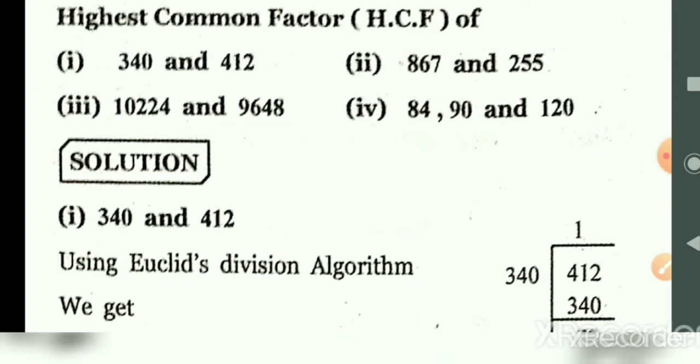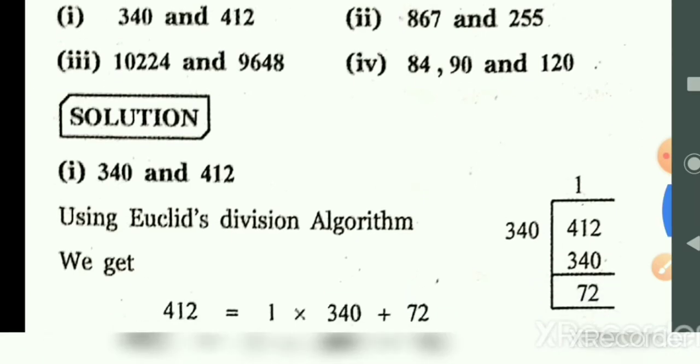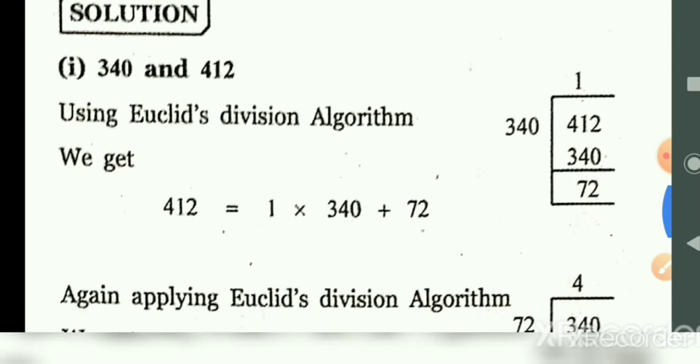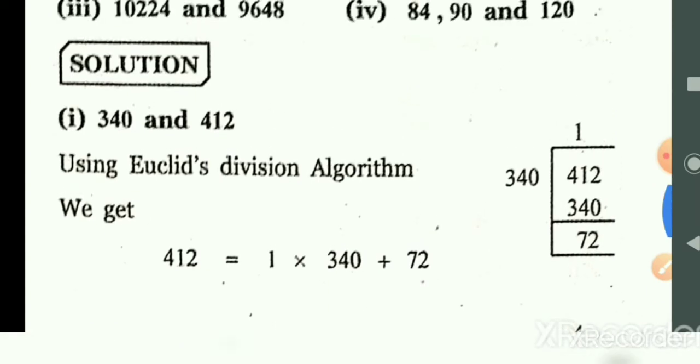So the third one is a, b, c as integers. We have the same property. Then here, 340 and 412. We have already explained so many sums as examples. So in the exercise, the first subdivision is 340 and 412. Use Euclid's division algorithm. 412 divided by 340, I have written it in the side of the margin, please look at it.